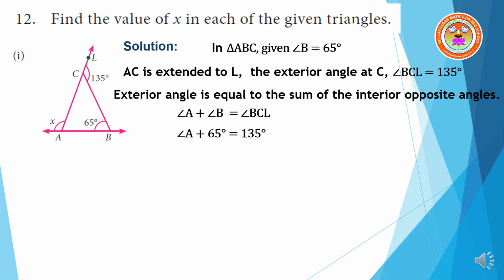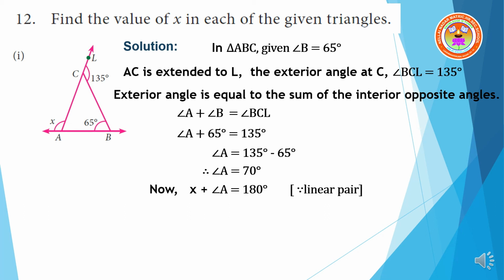Angle B is given as 65 degrees, and that is equal to angle BCL, 135 degrees. Transposing 65 to the other side, it is 135 degrees minus 65 degrees. On subtracting both the numbers, we find the value of angle A is equal to 70 degrees.